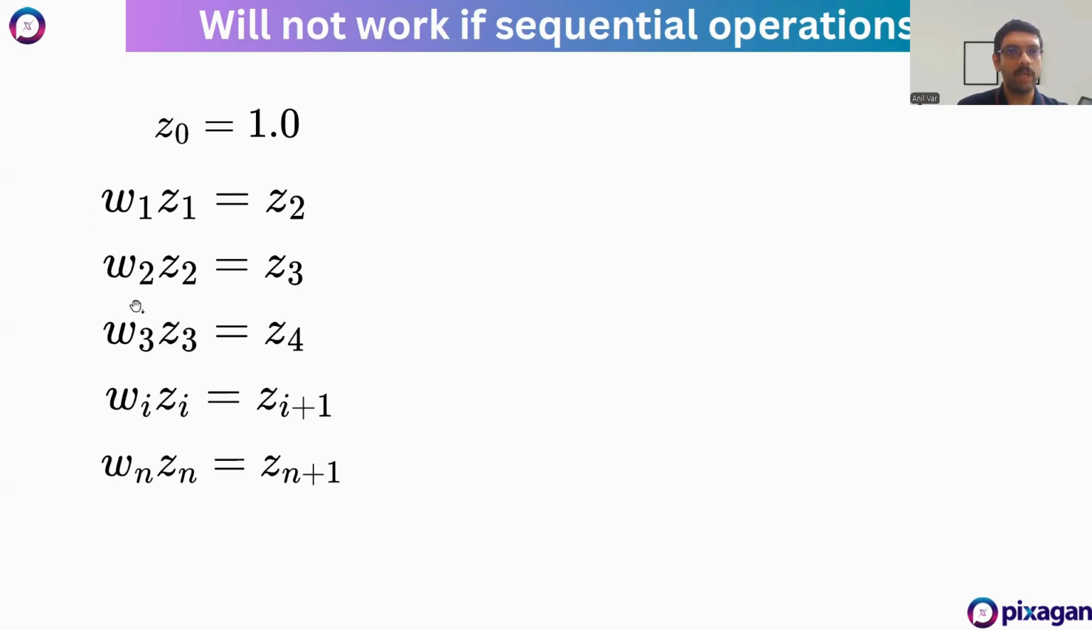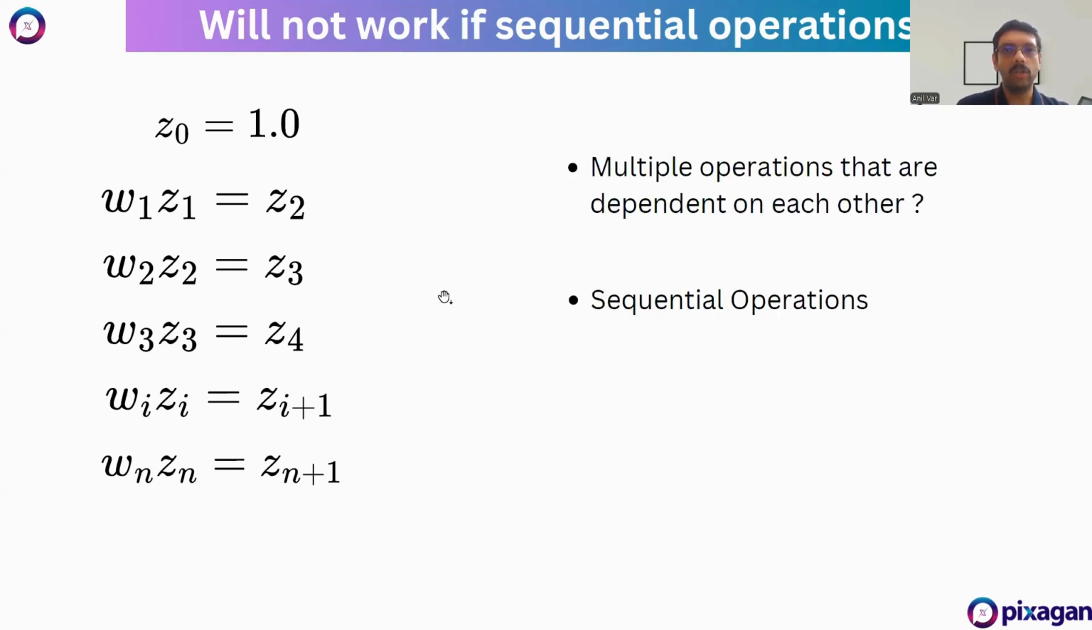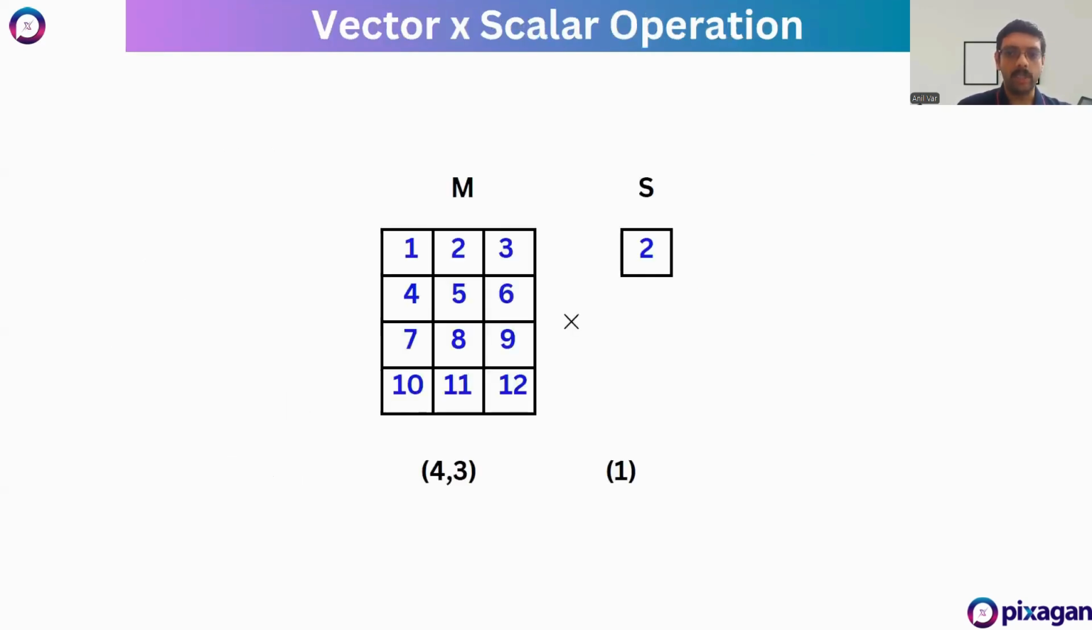Because if you put W1, W2, W3 in one vector and Z1, Z2, Z3 in another vector, well, you don't know Z2 or Z3. And so simple vectorization is only possible if the operations are independent of each other. If they're not, you're in trouble. Okay.